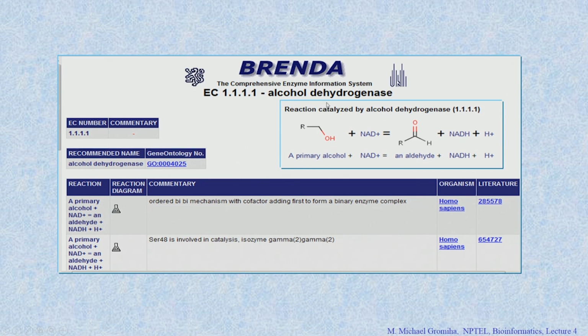Here you get the data for all the alcohol dehydrogenases deposited in the BRENDA database. They give the enzymes, the small molecules, the reaction, and all the information regarding alcohol dehydrogenase. In the particular case of alcohol dehydrogenase, only a few residues are acting as catalytic sites, as I discussed earlier.